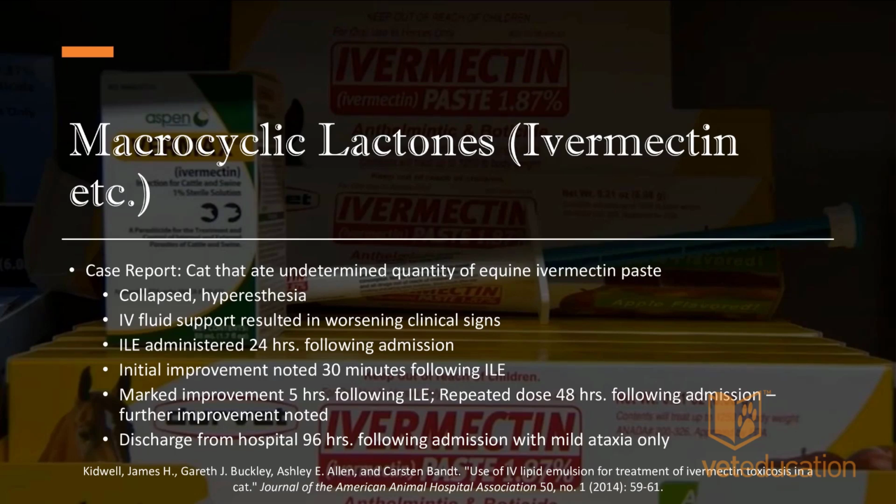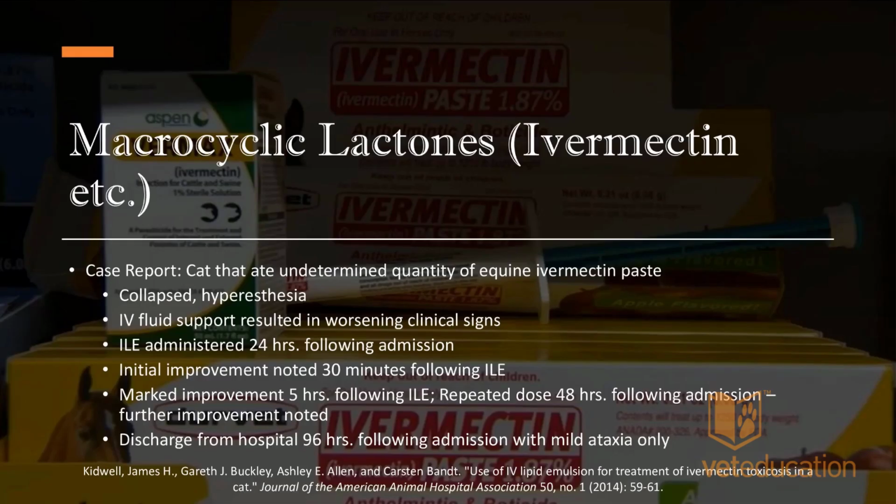and by 5 hours she was looking much, much better. She had still some residual clinical signs of toxicity at 48 hours, so they repeated a dose following admission, and they got a notable improvement immediately following the intravenous lipid emulsion therapy. She went home 96 hours later with mild ataxia only. So this is a good outcome for this little cat.